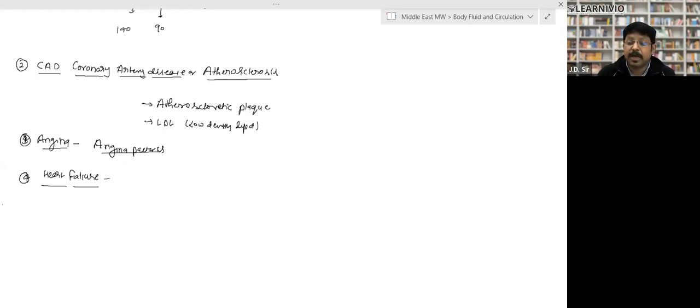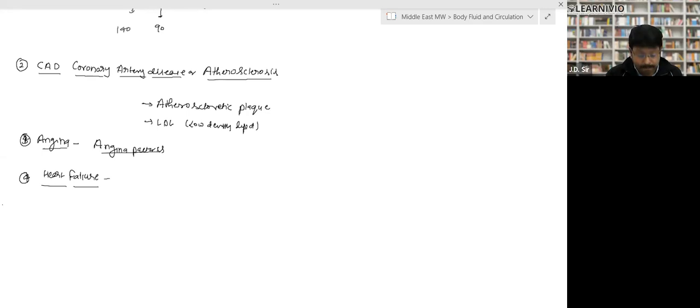It is sometimes called congestive heart failure because of congestion in the lungs. Full stop.